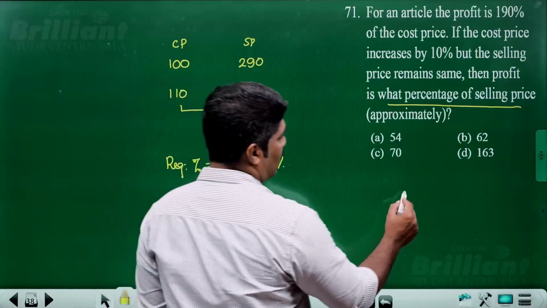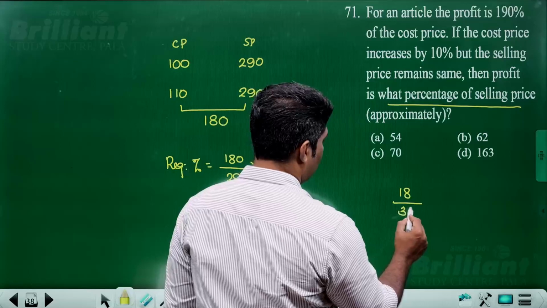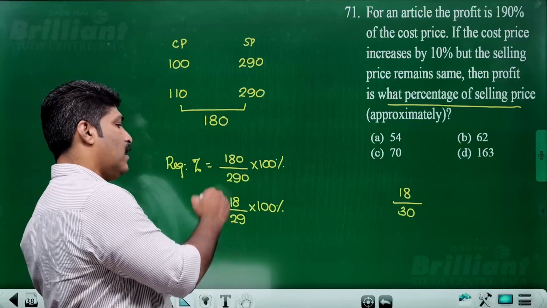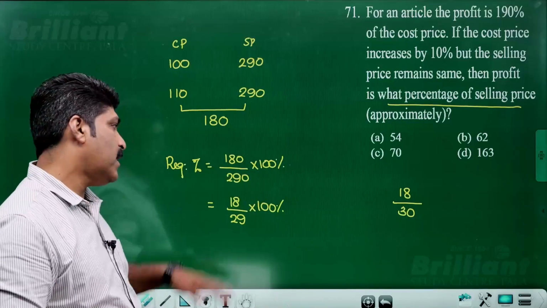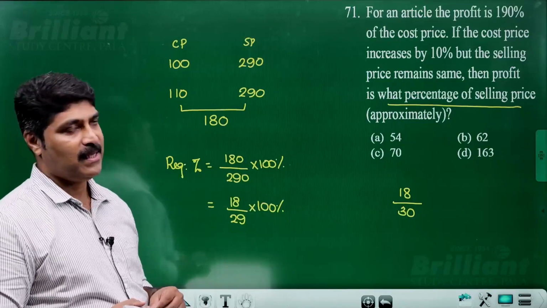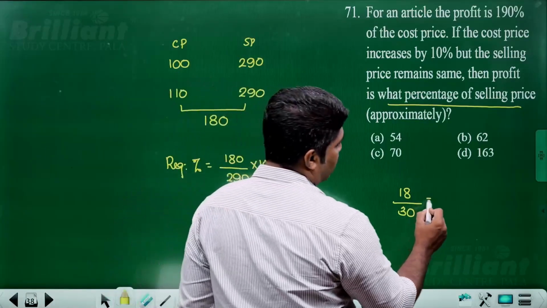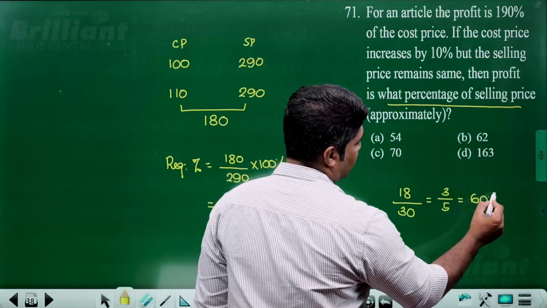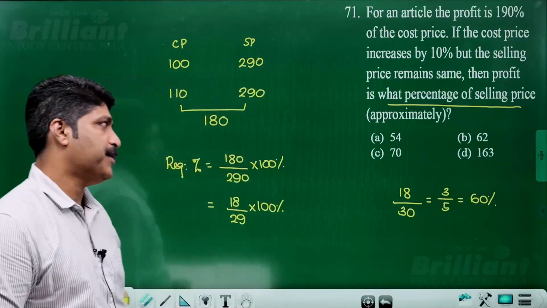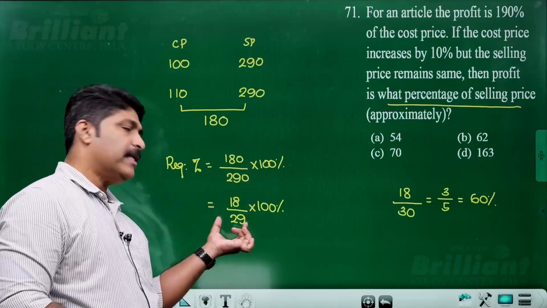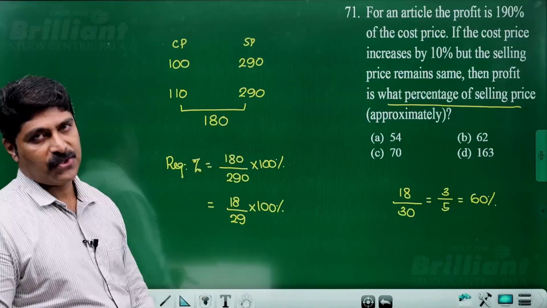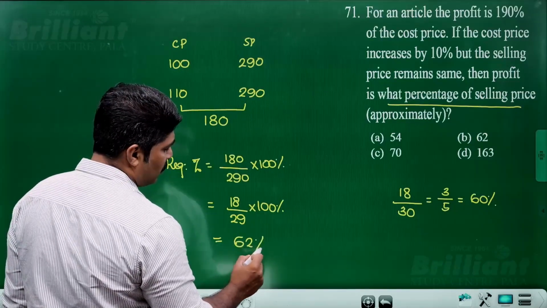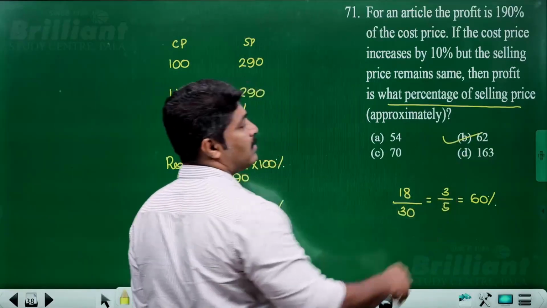Suppose we consider 18 by 30. I just add 1 to the denominator to make these two values divisible by 6. When we divide this by 6, this is 3 by 5. What is 3 by 5? That is 60%. So look here, this is by 29, therefore that is slightly greater than 60%. In the given set of options, the convenient figure is 62%. So the answer is 62%.